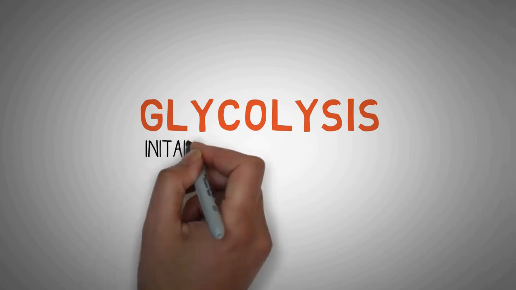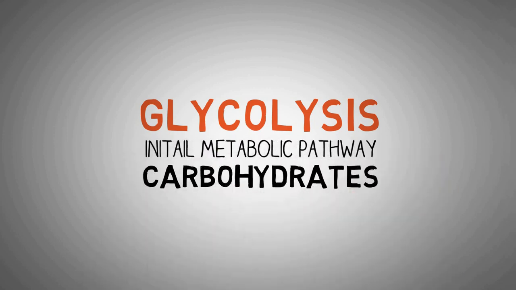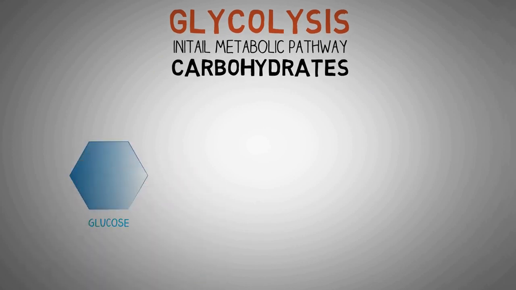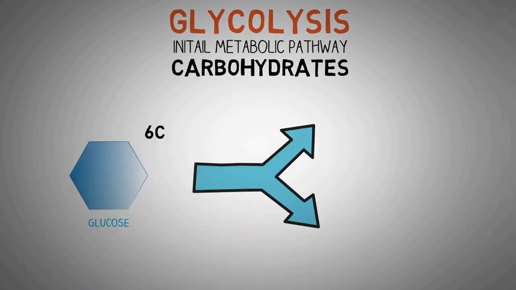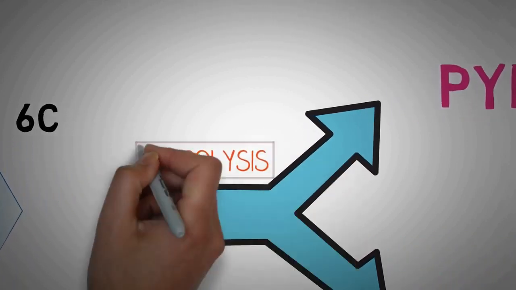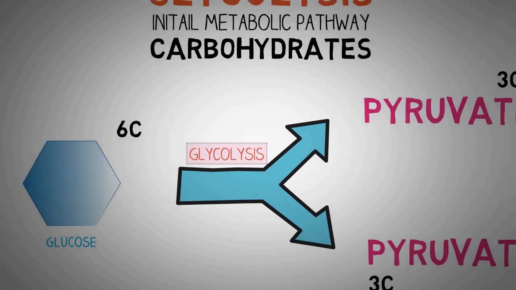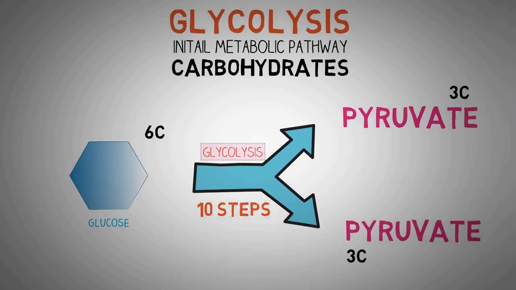So glycolysis is the initial pathway of metabolism of carbohydrates. Through the pathway of glycolysis, glucose, which is a 6-carbon compound, is broken down into 2 molecules of pyruvate, which is a 3-carbon compound. This is why this is known as a lysis or breakdown, since glucose is being broken down into smaller fragments known as pyruvate. Now this breakdown involves 10 steps, and all these steps use enzymes that make the reactions possible.